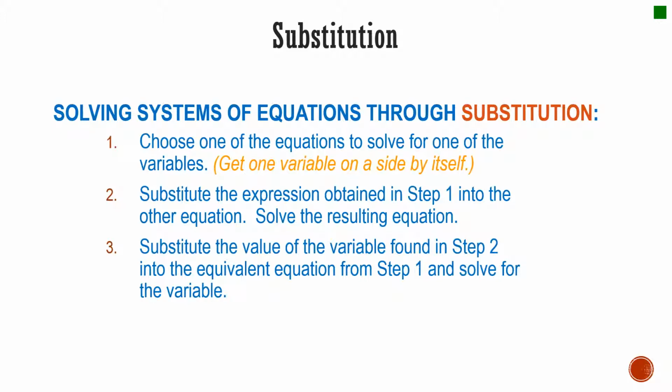When you're solving systems of equations through substitution, you're going to choose one of the equations to solve for one of the variables. You're going to get that one variable on a side by itself. For example, it would be nice if the equation was in slope-intercept form because, as you can see in this form, the y is on the side by itself. But you don't always have to, or should you always, solve for the same variable. It just depends on how the equation's set up. Sometimes it's already solved for one variable, so you don't have to always solve for y.